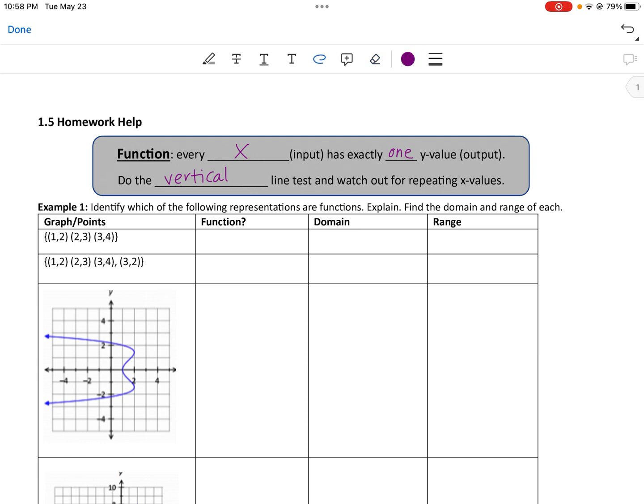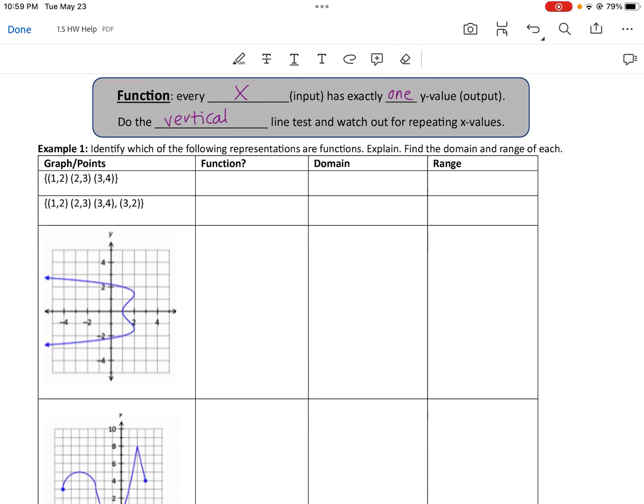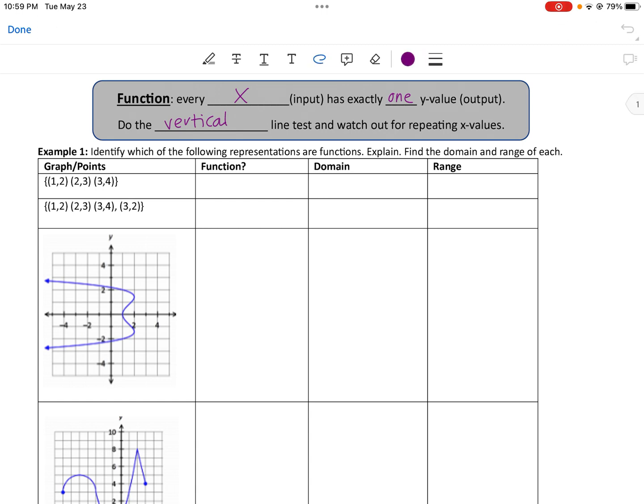Another way, if you have a table of values, I usually say to watch out for repeating x values, because anytime your x values repeat, that may not be a function, because your x value may have more than one y value. So let's take a look here. We're going to see if these are functions and also talk about domain and range. Domain, I want to remind you, is all the possible x values, and range is your possible y values.